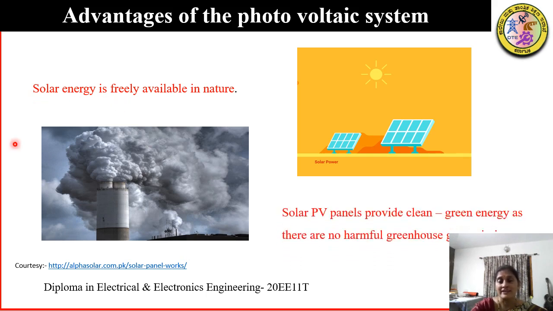Another advantage of solar PV panels is that it is absolutely clean. There are no byproducts which are harmful. Whenever we have combustion in a conventional power plant, products of combustion are formed. Say for example, in a thermal power plant, we have smoke as well as ash. Handling of this ash as well as smoke is very, very difficult.